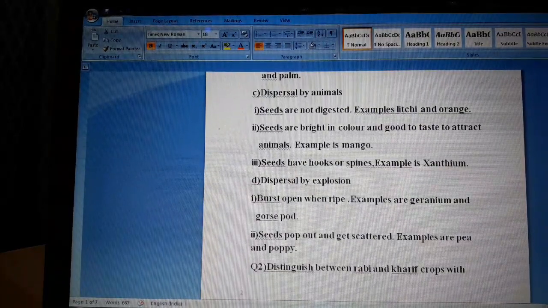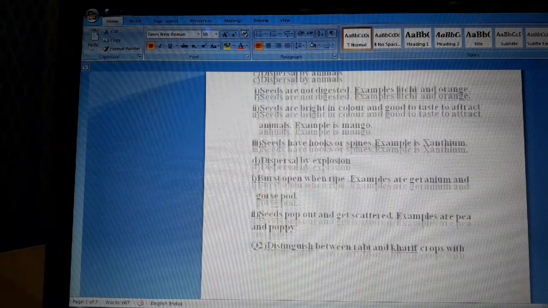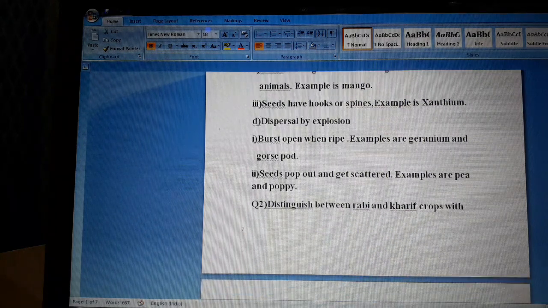Is this answer clear? I hope this answer is clear to you. If you understand the answers, then you can write it by yourself. No need to mug up.